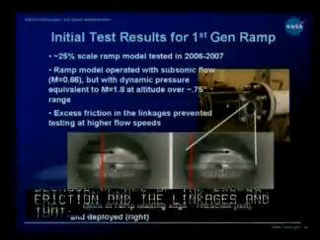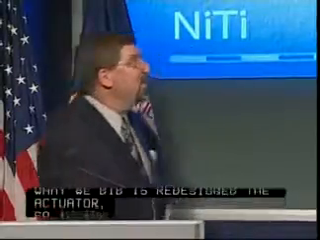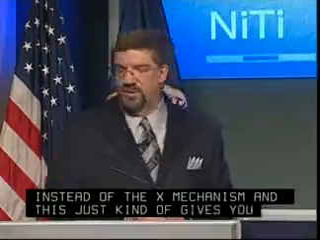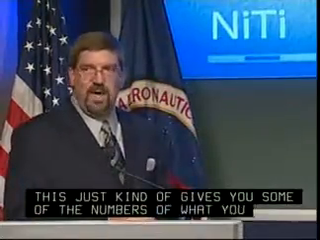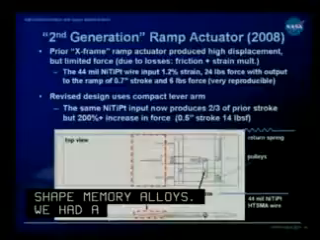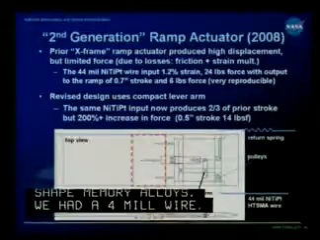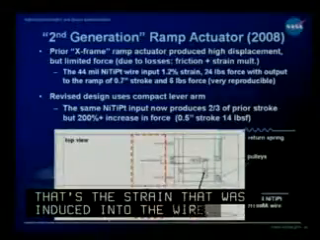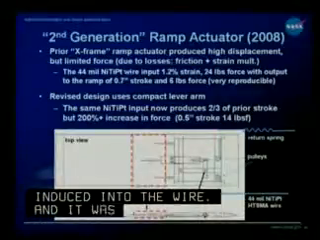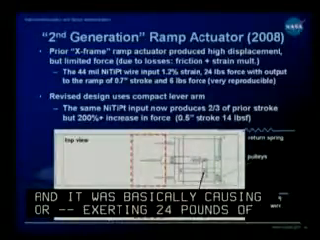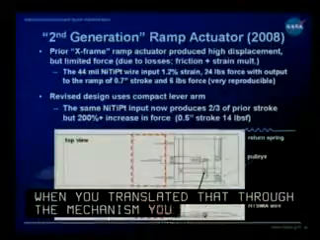So if you go to the next slide, instead of the X mechanism, and this just gives you some of the numbers of what you have when you're using and designing shape memory alloys. We had a 44 mil diameter nickel titanium platinum wire, and it was capable of about 1.2% strain. That's the strain that was induced into the wire. And it was exerting 24 pounds of force. When you translated that through the mechanism, you were getting about 7/10 of an inch of stroke, as well as about 6 pounds of force.